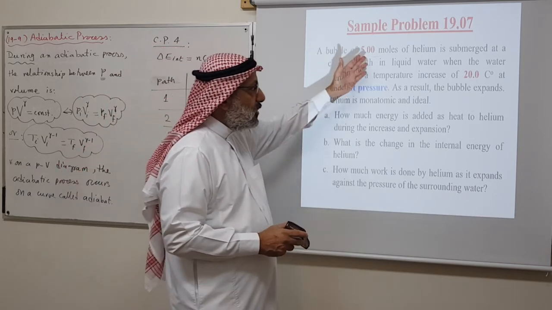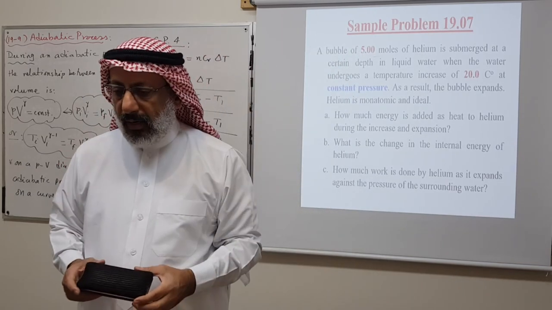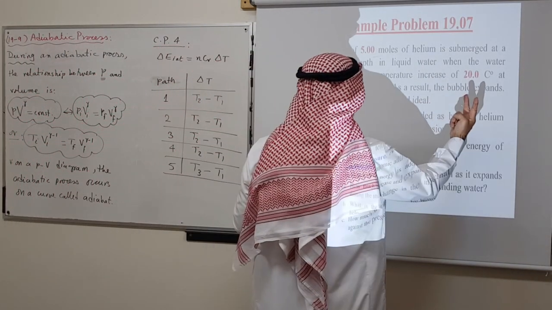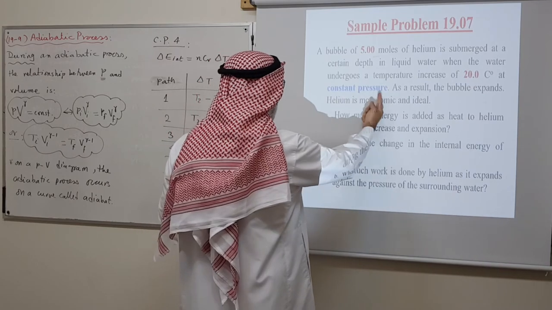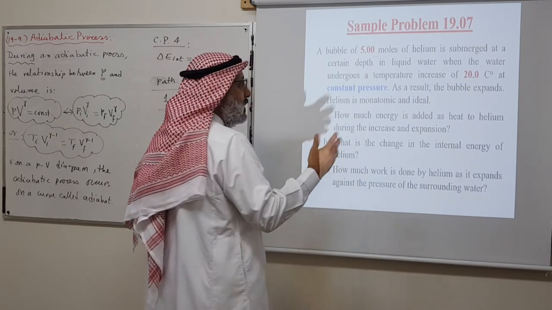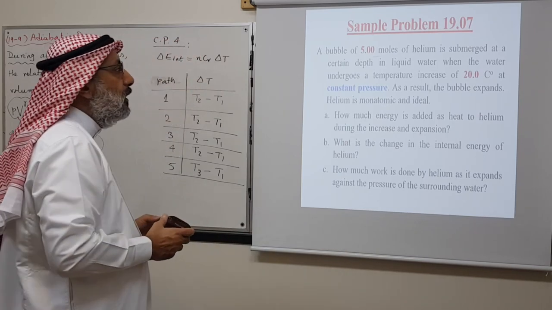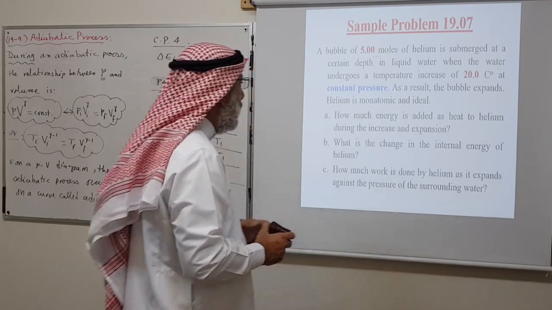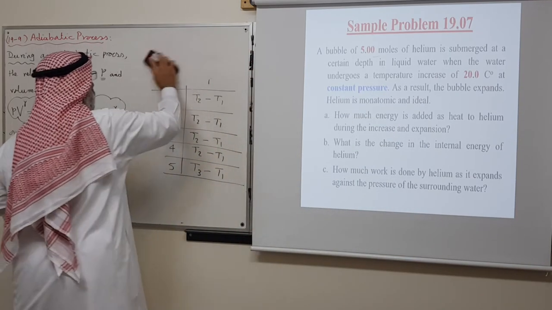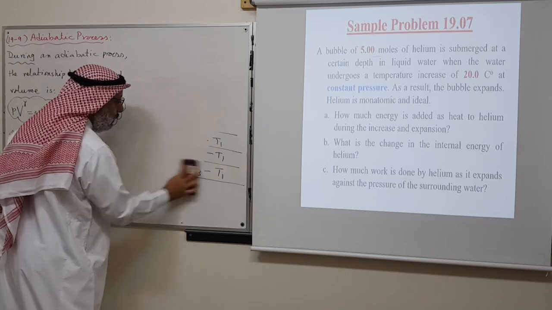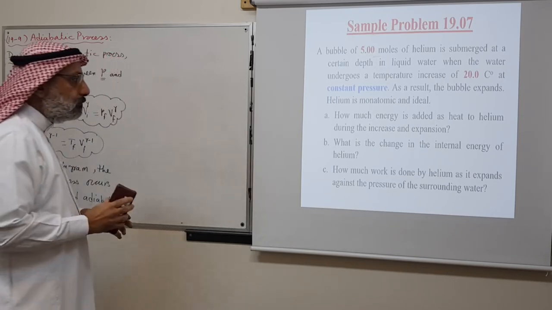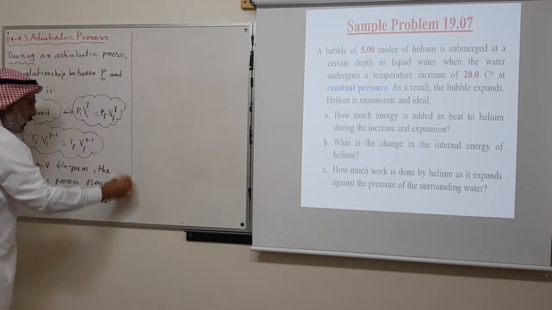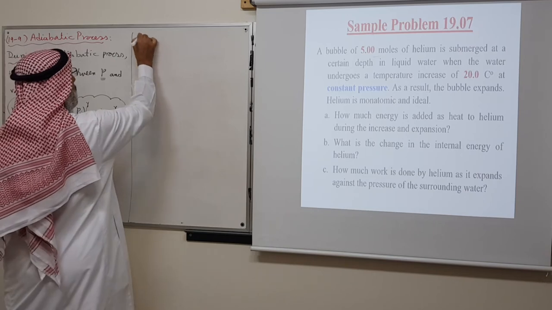We have 5 moles of helium. They undergo an increase of temperature by 20 degrees, and that occurs at constant pressure, an isobaric process. As a result, the bubble expands because of that. Helium is monatomic and ideal. Now let's see what we are requested to calculate here. Part A says, so let's first write what we know about helium and what is given in the problem.